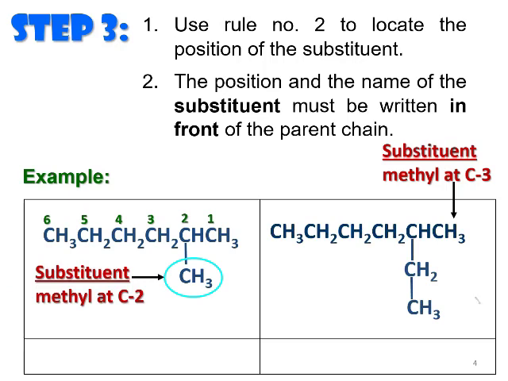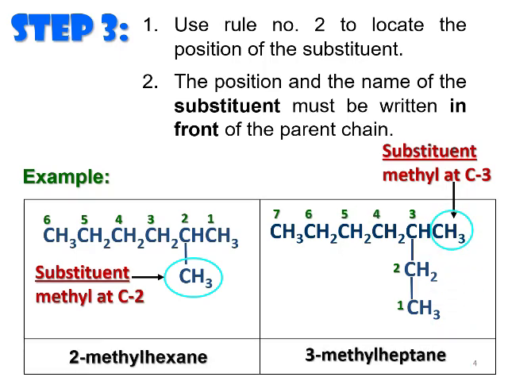Substituent, which is a methyl, at carbon number 2, so the name is 2-methylhexane. Example 2: the name is 3-methylheptane because the methyl is at carbon number 3. Numbers are separated from words by a hyphen or dash.